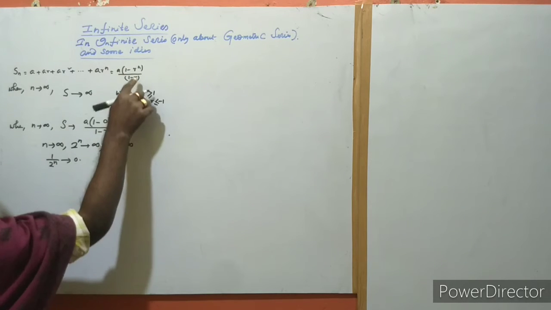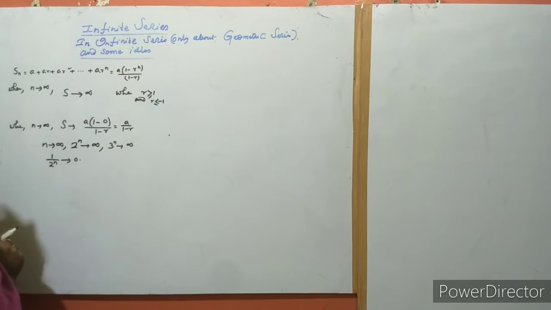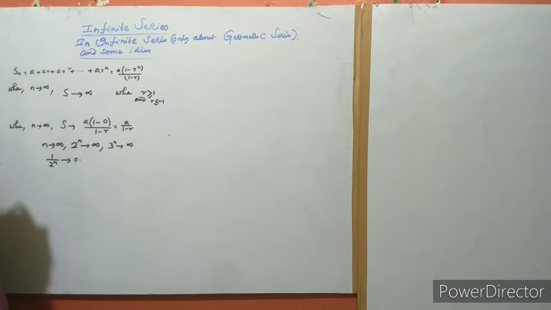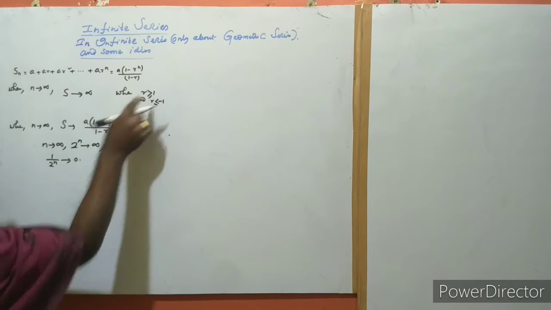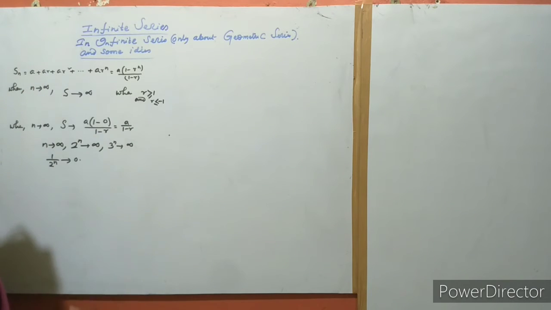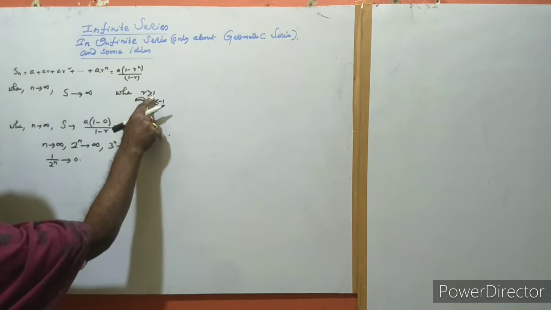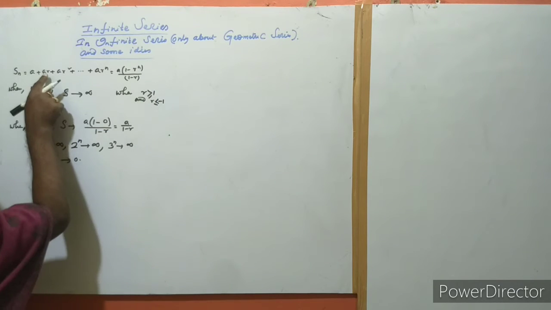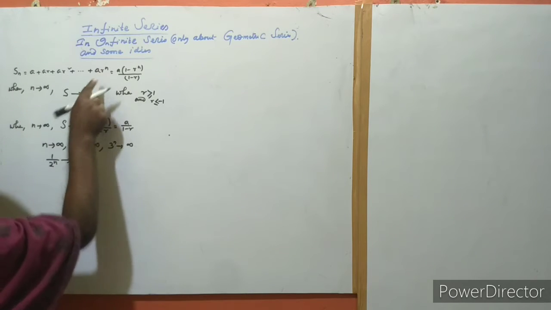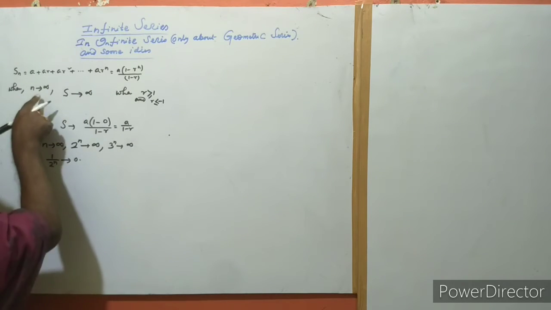So that's why, about when r is more than 1. Now r equal to 1 means 1 minus 1, which is not defined. If r is 1, then the series is a plus a plus a plus a, up to n terms. See carefully. First of all, we discuss r equal to 1. If you put 1, 1, 1 here, then what do we get? a plus a plus a plus up to n terms, a into n. See, n tends to infinity.